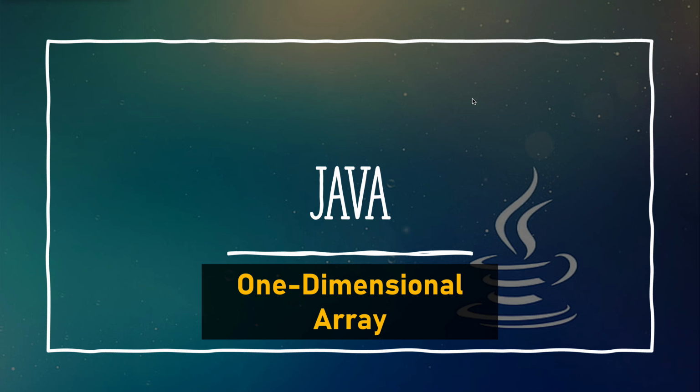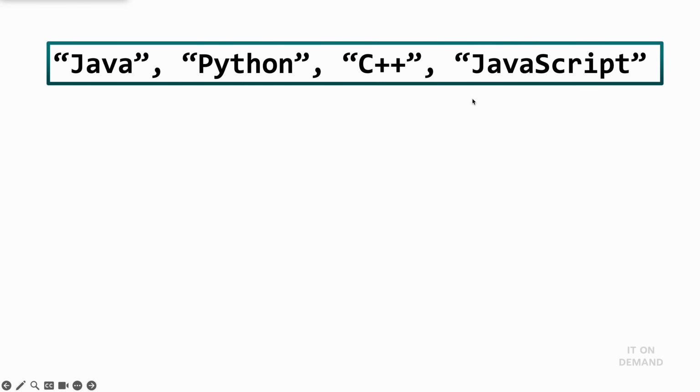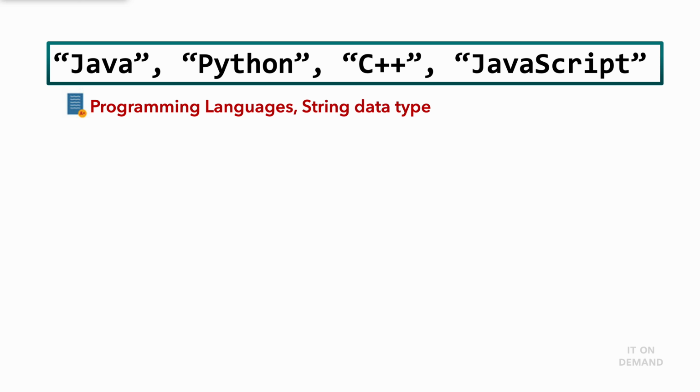In this video, we'll talk about one-dimensional array. Now, what comes to your mind when you see something like this? Java, Python, C++, JavaScript. Perhaps one of the things you thought of was, these are all programming languages, and you'll be definitely correct. Another thing that would probably come to your mind is that they are all strings, because they are all in quotes. And so we can say these are all programming languages and they are all string data type. Probably one more thing you thought of was there are 4 programming languages here.